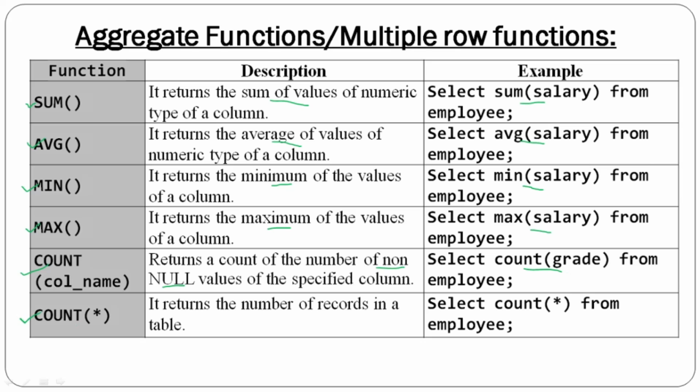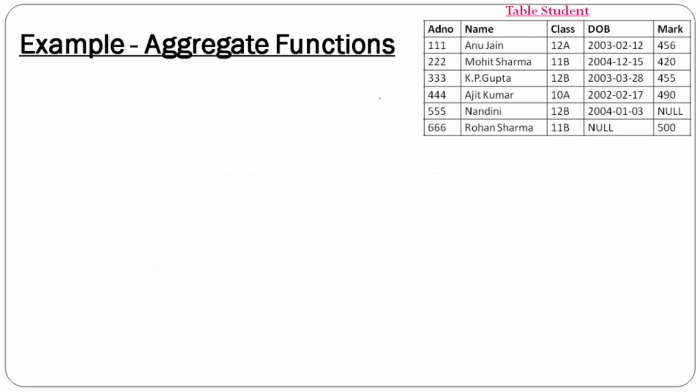The last function is COUNT(*). It returns the number of records, or the cardinality of the table. Example, SELECT COUNT(*) FROM employee. This command returns the number of rows in the employee table. Let us discuss some examples using aggregate functions.